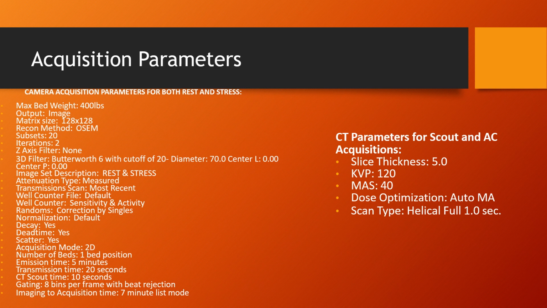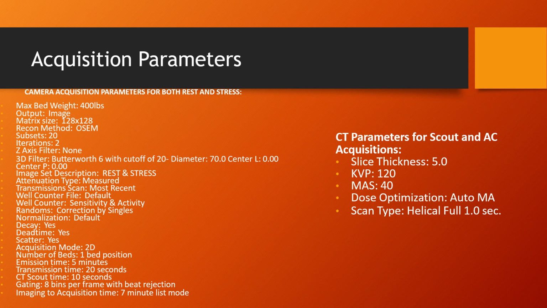These are the acquisition parameters, and I know that these are a little bit difficult to read. I want to point out too that these may change a little bit based on the system that you're using or the scanner model. But typically the matrix size is 128 by 128. There are quite a few things that are in common regardless of what scanner type you're using. One of them is the matrix size, 128 by 128. Recon method is the ordered subset, the iterative reconstruction, OSEM. There are 20 subsets with 2 iterations. The 3D filter is going to be Butterworth 6 with a cutoff of 20.